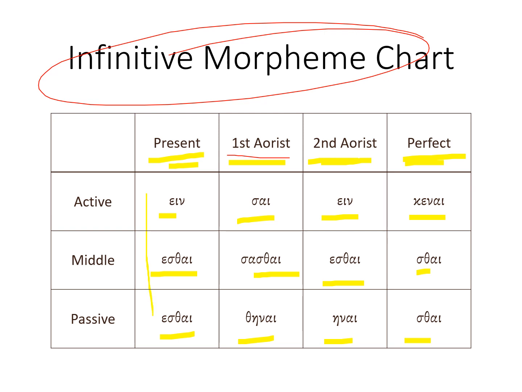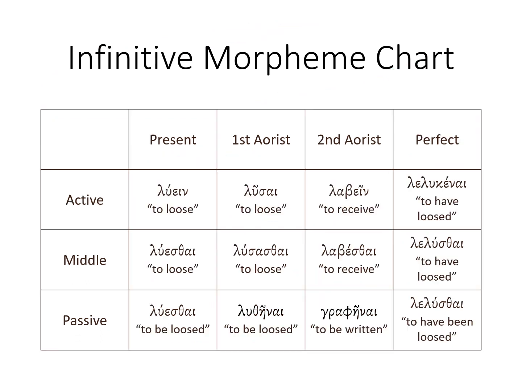I suggest just going down each column, one after another, and then get to where you can just loop them through. Ein, esthai, sai, sasthai, thenai, ein, esthai, einai, kenai, sthai. I closed my eyes when I did that, just did it from memory, going over and over it. You'll just need to get it down.